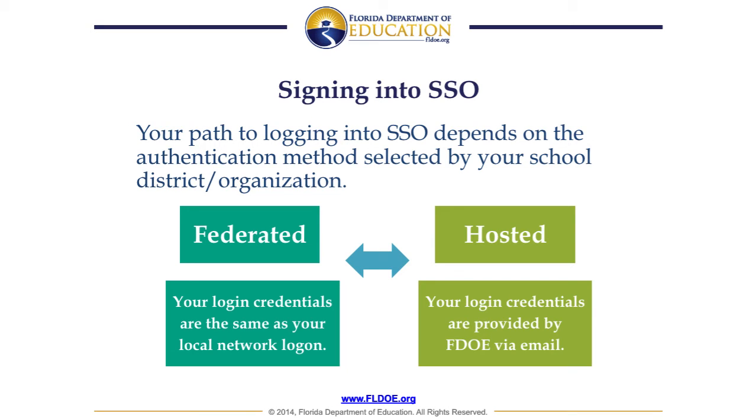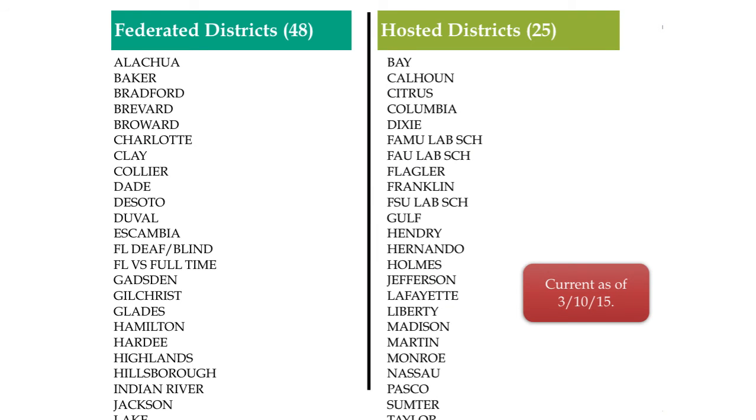The email you provide will be sent a unique link that you can click on and access it through a hosted format. We have 48 federated districts, and you can see if your county is represented. We also have some hosted districts as well, which are 25.